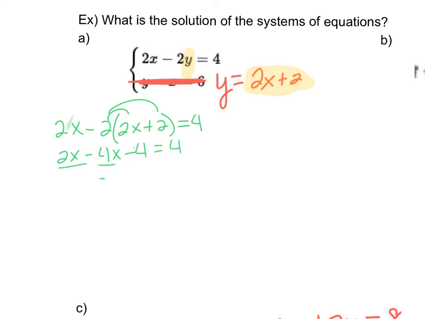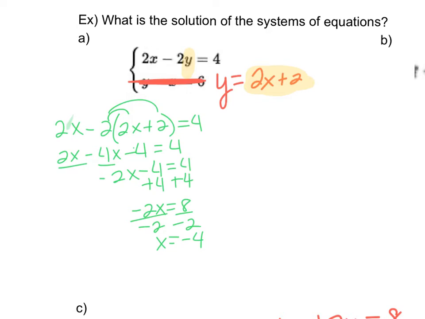Combine your like terms. Negative 2x minus 4 equals 4. Add 4 to both sides. Negative 2x equals 8. So x will equal negative 4. Good, we have one of the pieces for our answer.